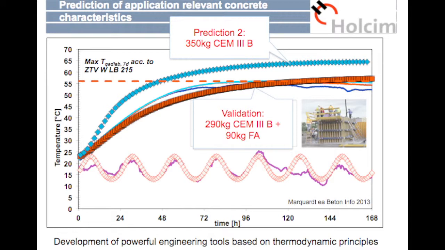Now just imagine that if you had changed the concrete mix design, instead of going with, say, 290 kilograms of the CEM3B and 90 kilograms of fly ash, you had gone with 350 kilograms of the same CEM3B, which would give you equal strength, but in terms of temperature, suddenly you would be above the limit.